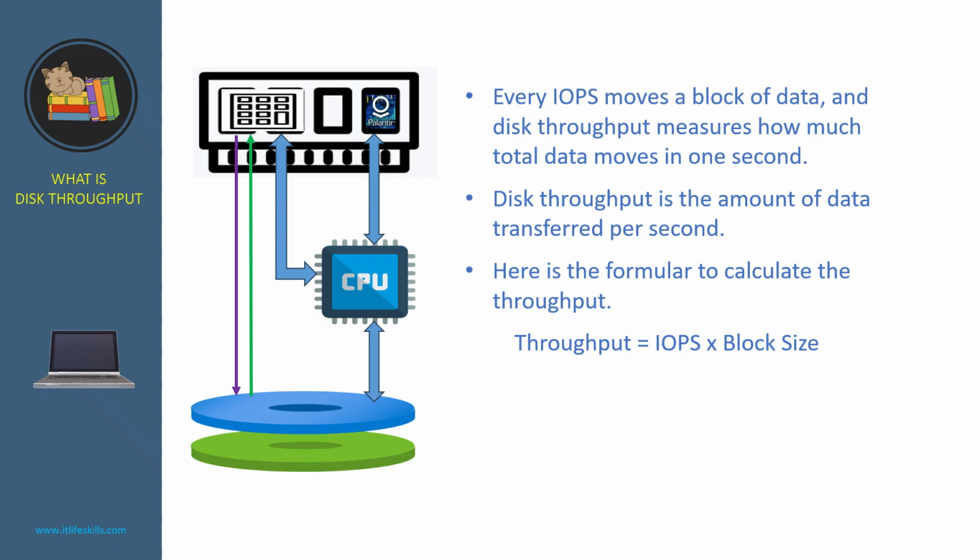Now let's answer the next question. What is throughput? As you know, every I/O operation moves a block of data, and throughput measures how much total data moves in 1 second, which means throughput is the amount of data transferred per second. Here is the formula to calculate the throughput. Throughput equals IOPS times block size.